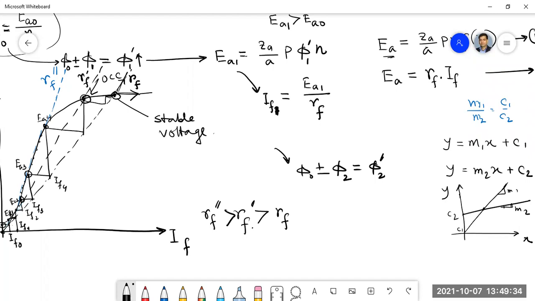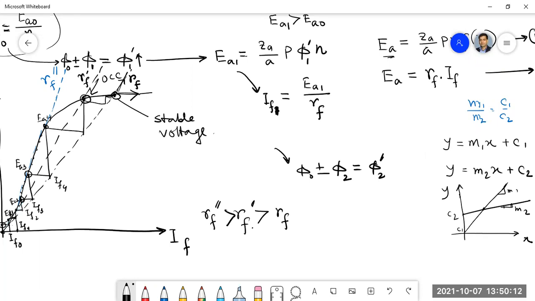What does it mean? That means the voltage can be anywhere in this region. Voltage can be EA4, voltage can be EA3, voltage can be EA2, voltage can be EA1, or any EA. What does it mean practically? বলো প্র্যাকটিক্যালি এটা মানে কি? আমরা যে কোনো ভোল্টেজ পেতে পারি between EA1 and EA4, because the whole region of OCC now becomes tangent with RF double prime.